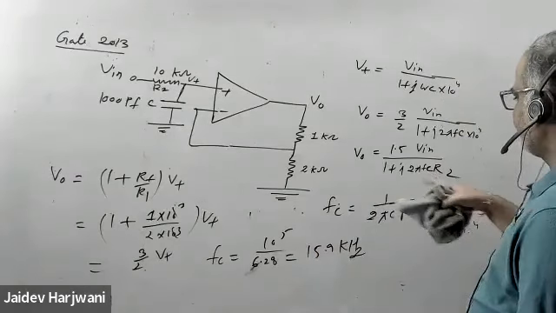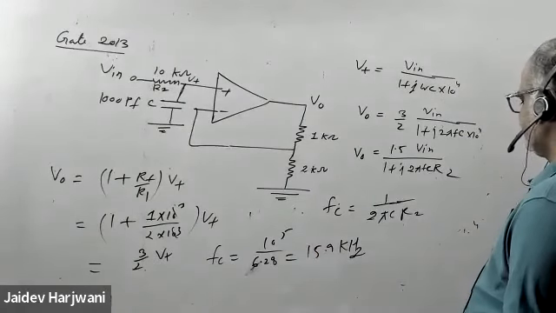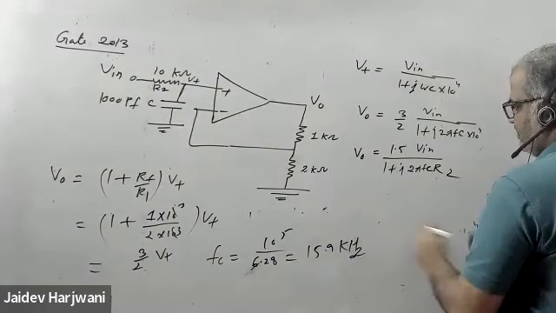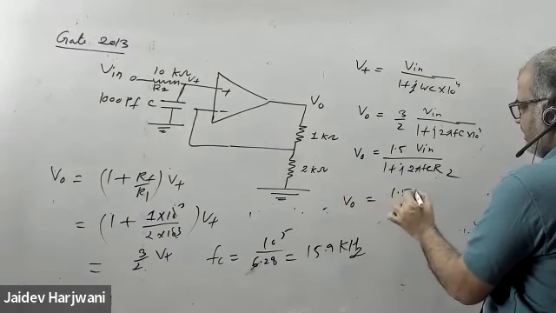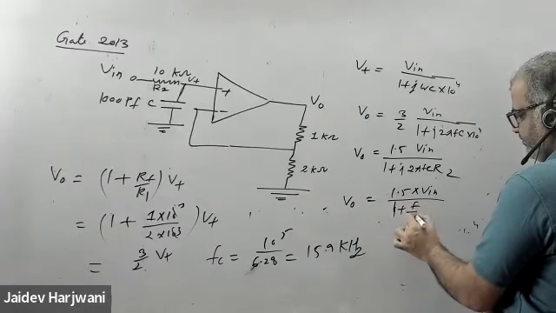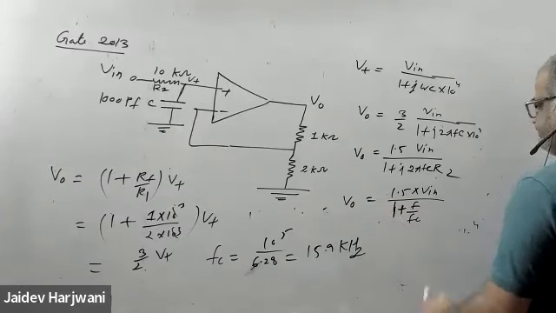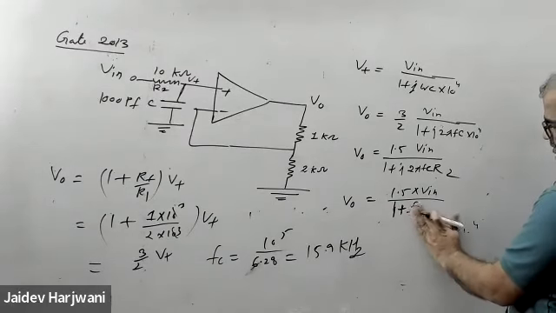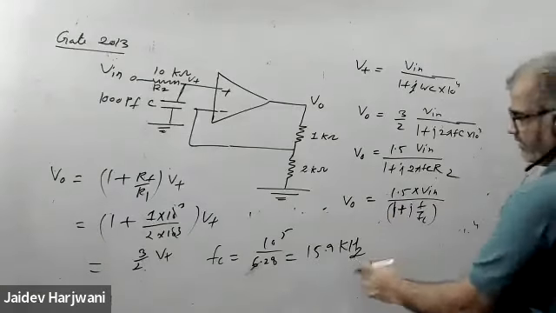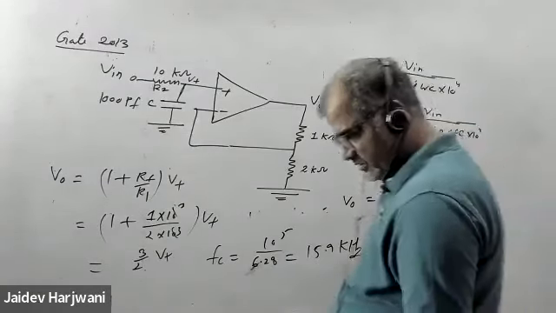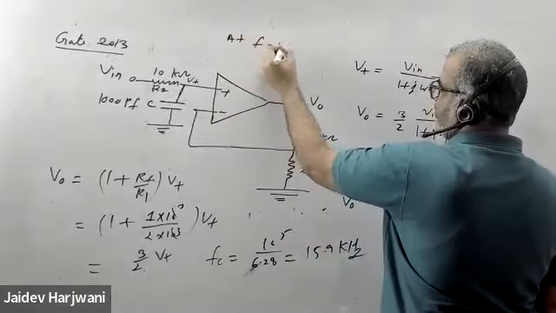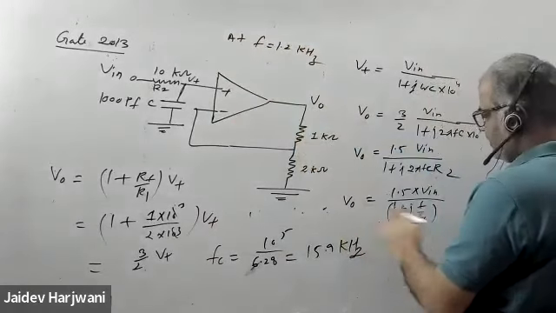So now you have the FC value, which means you can write this formula in terms of FC. You have V naught over V input, this is 1 plus J F upon FC. J is also there, J F upon FC. So FC value you have, and they're asking for the gain at 1.2 kilohertz frequency. So calculate the gain.